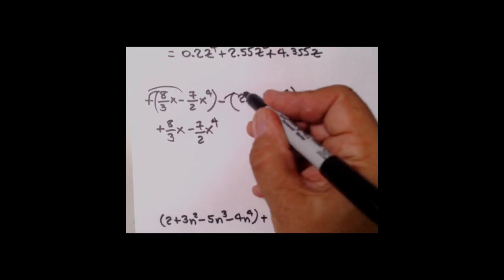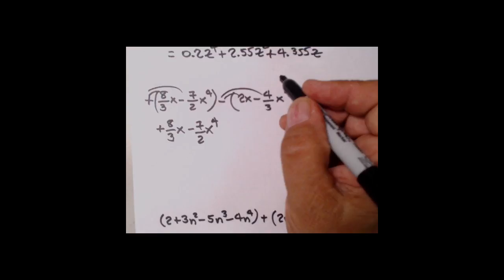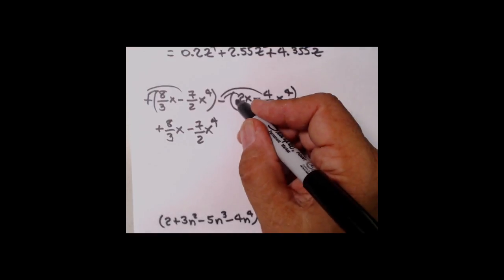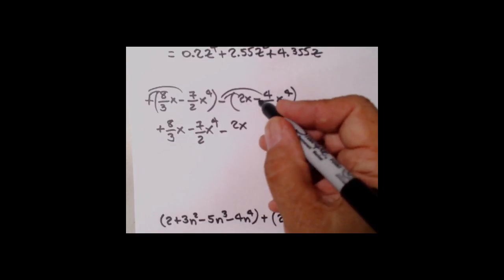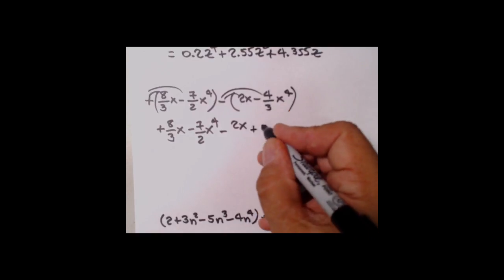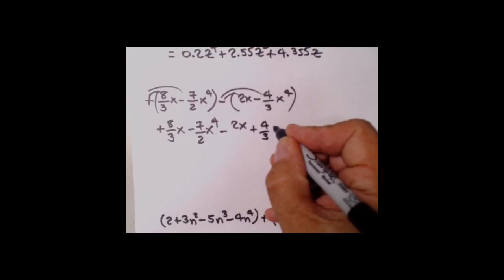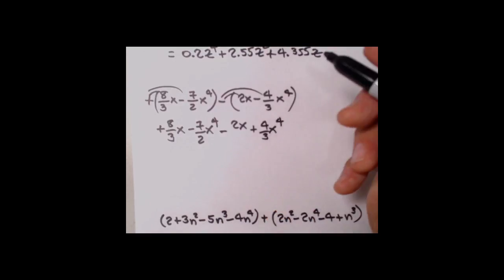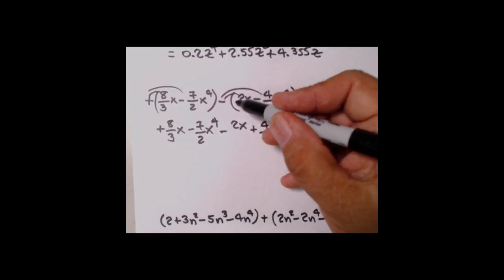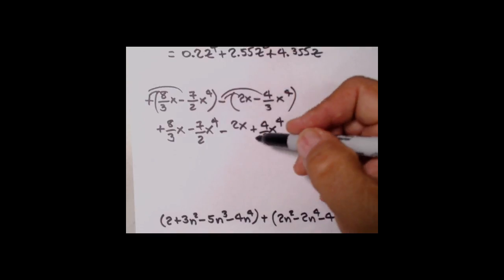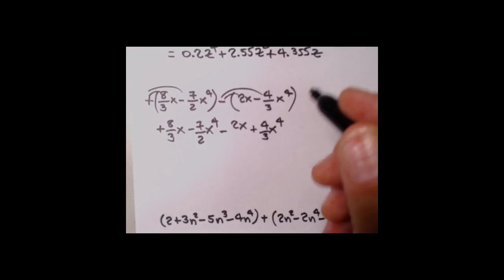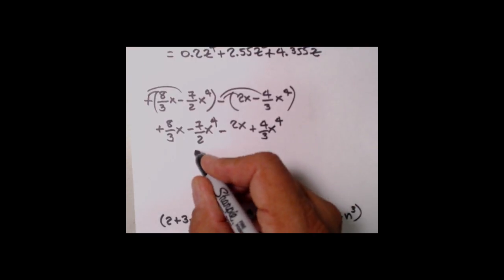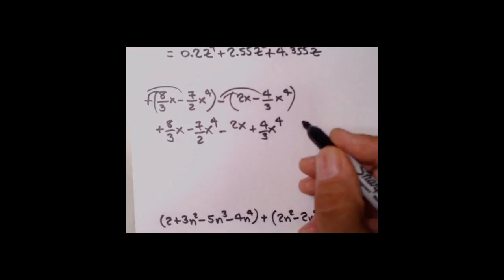Now, the minus being distributed in is going to change the signs. So the plus 2x becomes minus 2x, and the minus 4/3 becomes positive 4/3, and x to the 4th. Now, let's make sure we change the signs. This was plus, became minus. This is minus, became plus. Okay, that looks real good. Now, let's see. What's the highest power we have here? Highest power here turns out to be the x to the 4th.